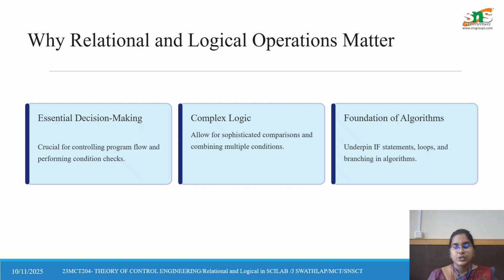Why are relational and logical operations needed? First, essential decision making, which is crucial for controlling the program flow and performing condition checks. Next is complex logic. Sometimes it is difficult to decide conditions for comparison and multiple conditions. And they are the foundation of algorithms, because under every control structure we need these logical and relational structures to be implemented.